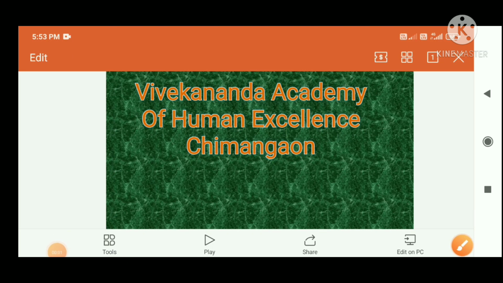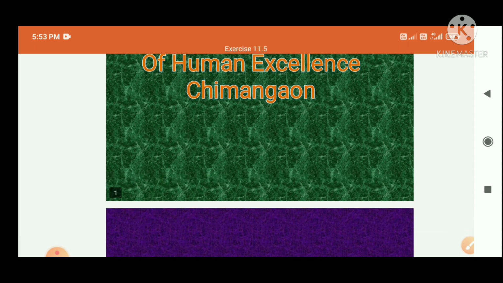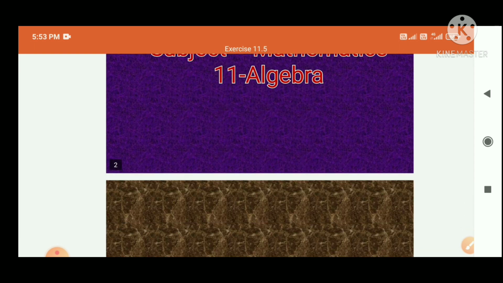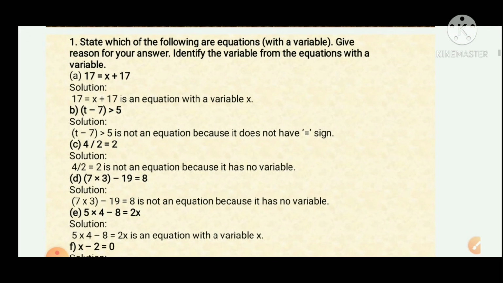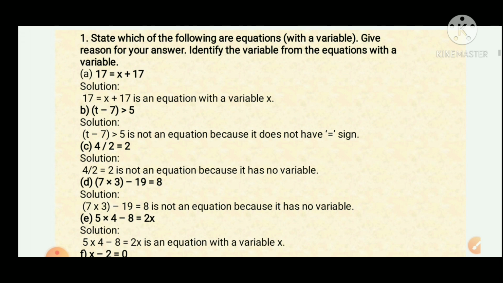Hi students, now we will solve exercise 11.5 of lesson number 11, algebra. So let's see the first question from exercise 11.5. State which of the following are equations with a variable. Give reason for your answer. Identify the variable from the equation with a variable.